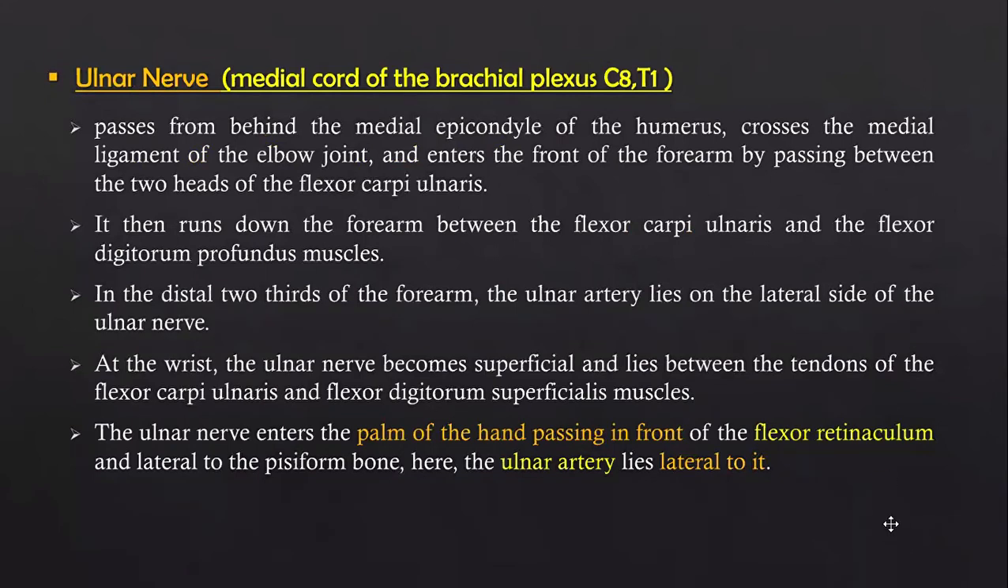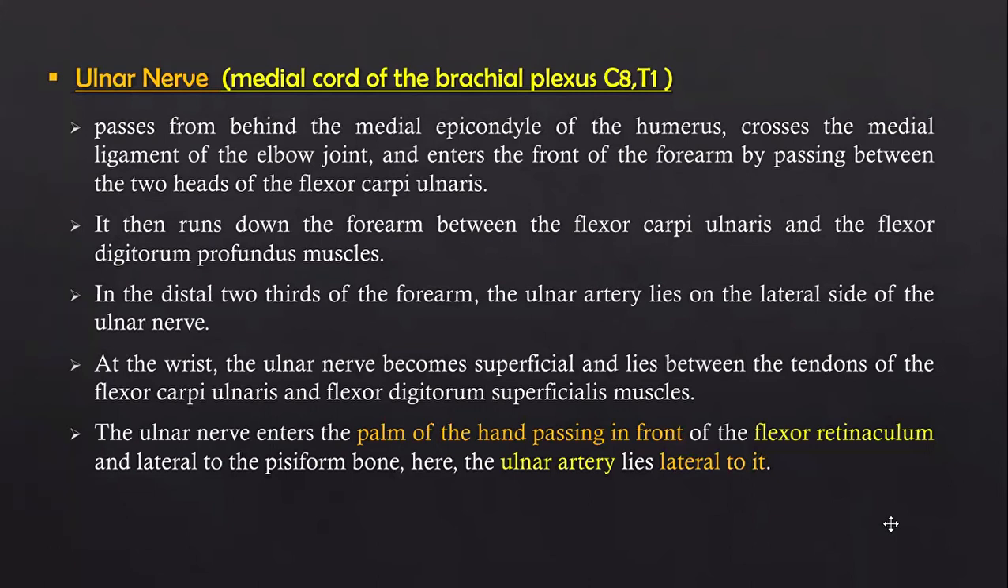So another nerve is the ulnar nerve. It is derived from the medial cord of the brachial plexus, C8 and T1. It passes from behind the medial epicondyle of the humerus. It crosses the medial ligament of the elbow joint and enters the front of the forearm by passing between the two heads of the flexor carpi ulnaris. So it runs down the forearm between the flexor carpi ulnaris and the flexor digitorum profundus muscles.